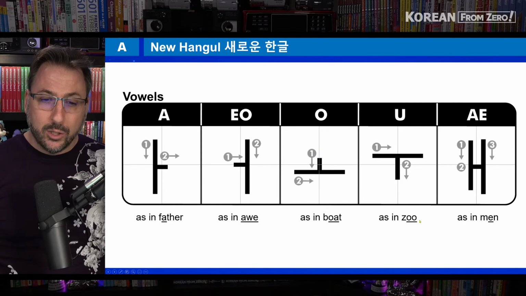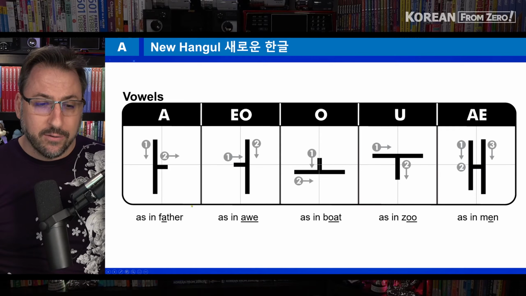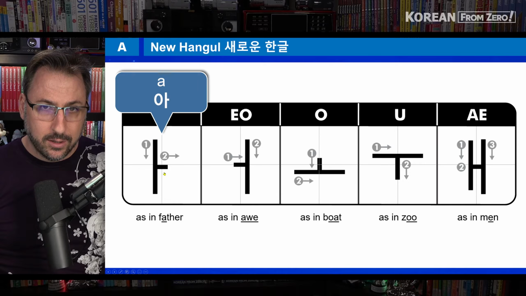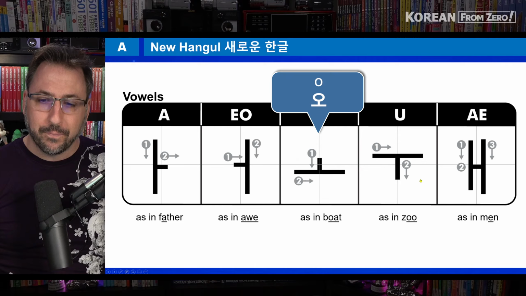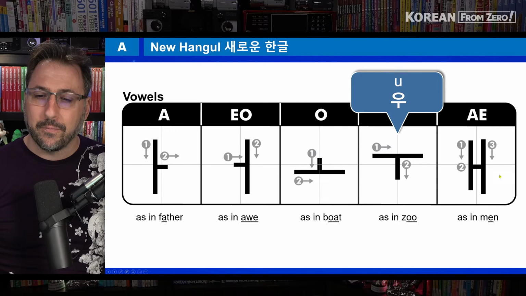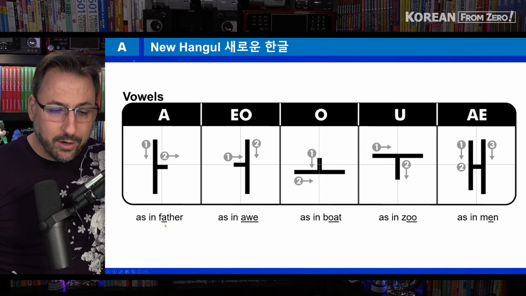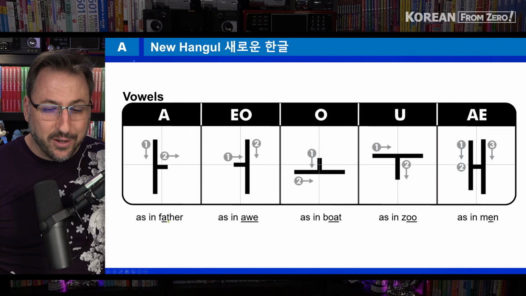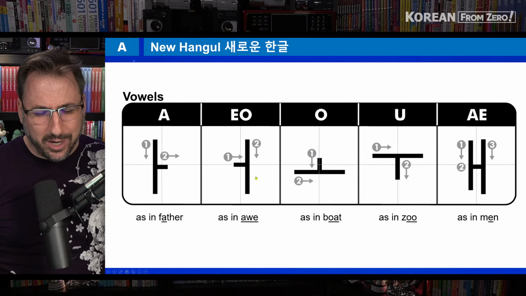All right, so we're going to combine those 5 consonants with these 5 vowels. 아, 어, 오, 우, 에. Okay, so there's a little bit of a helper down here. This is A as in father, O as in ah. It's the closest we're going to get.